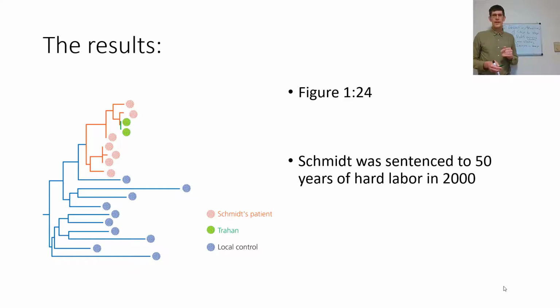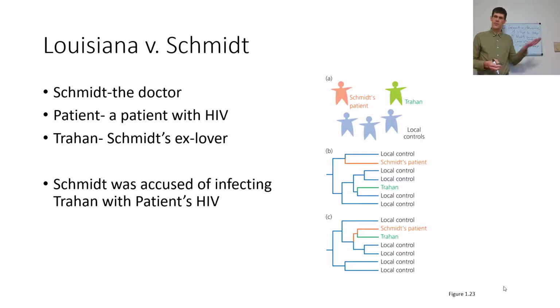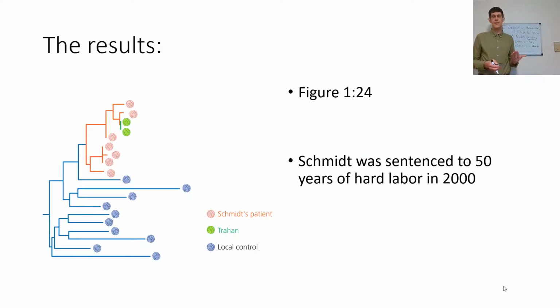The results here are, you see the two strains of Trahan's HIV showed more similarity to several strains of Schmidt's patient's HIV than to local controls, thus confirming hypothesis C, that Trahan got their HIV from Schmidt injecting Trahan with HIV. Schmidt was then sentenced to 50 years of hard labor starting in 2000, so still going on. Okay, and that's how phylogeny was used. The most recent common ancestor is that Trahan shares more in common with Schmidt's patients than with local controls.